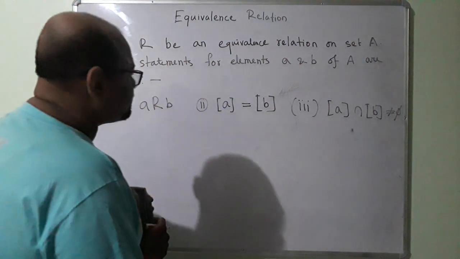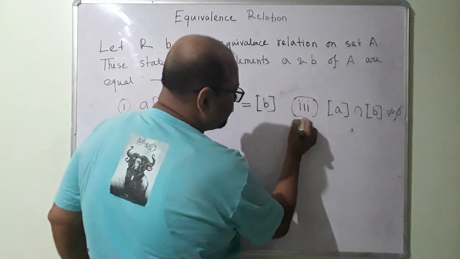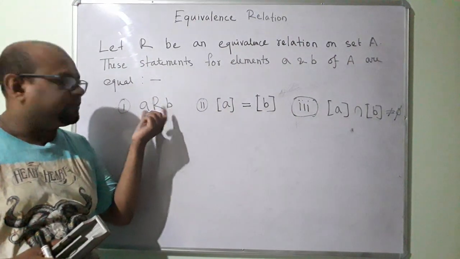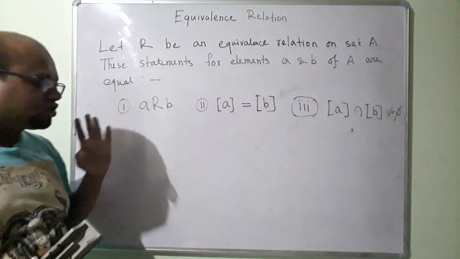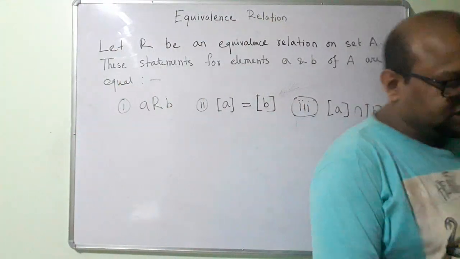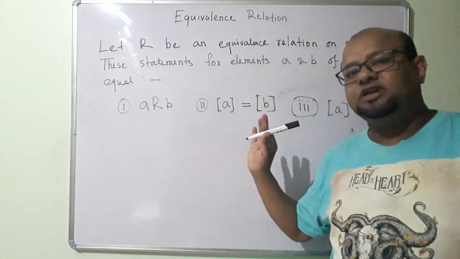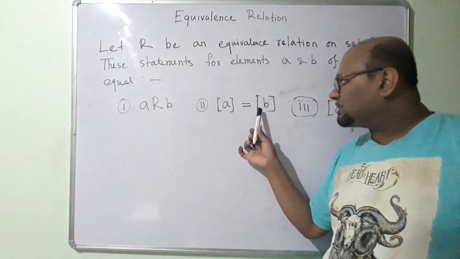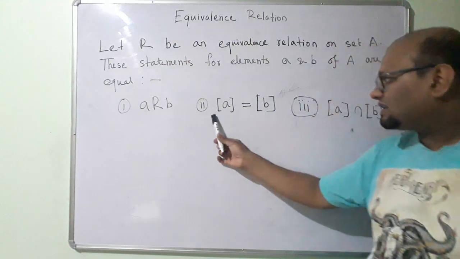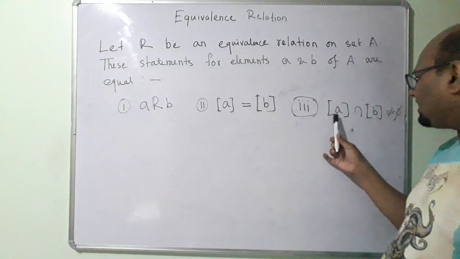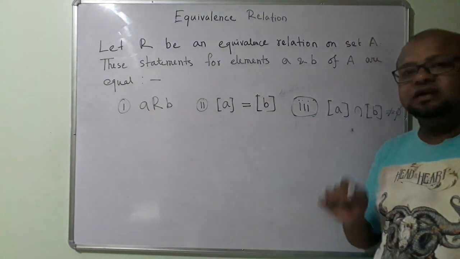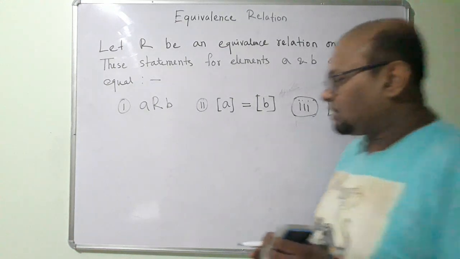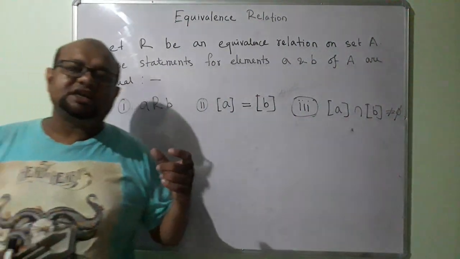So I have three statements over here, 1, 2 and 3. One says (a, b) belongs to the relation R, where R is an equivalence relation. Remember that it's not some random relation, it's an equivalence relation. Saying this is equivalent to saying that the equivalence classes of a and b are the same, and that is equivalent to saying that the intersection of the equivalence classes of a and b is not phi, is not empty. We will show this using the technique that we just talked about.